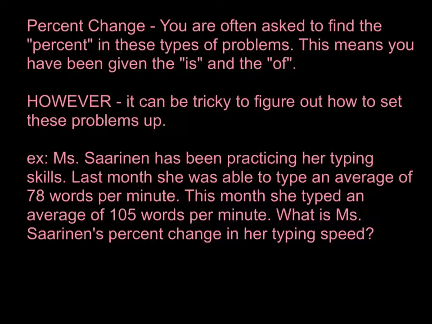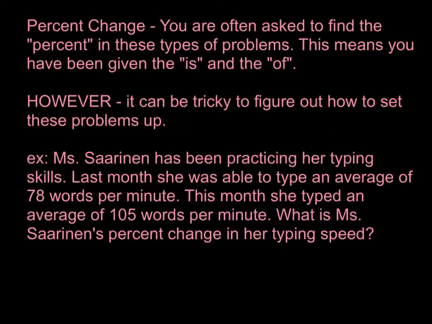So percent change. You are often asked to find the percent in these types of problems. This means you're usually given the is and the of. You know the part and you know the whole. But it's tricky for you to figure out how to set these problems up, meaning which one is the is and which one is the of. So we're going to practice with the problem that's down below.